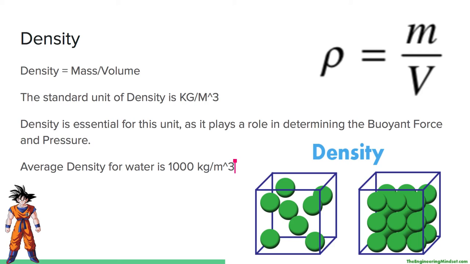kilograms per meter cubed. As you can see at the bottom right corner of the screen, there are two cubes labeled by density. The left cube has less balls, which means it is less dense, while the cube on the right has more balls, which makes it more dense.